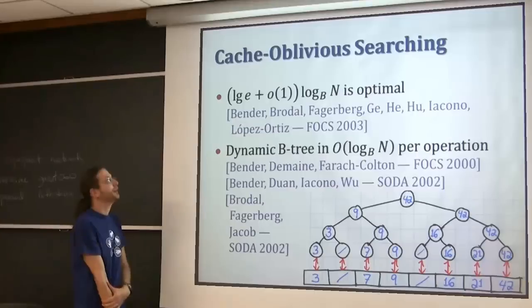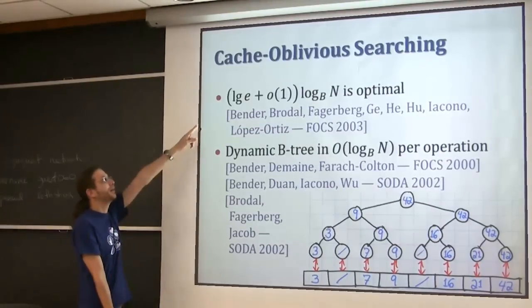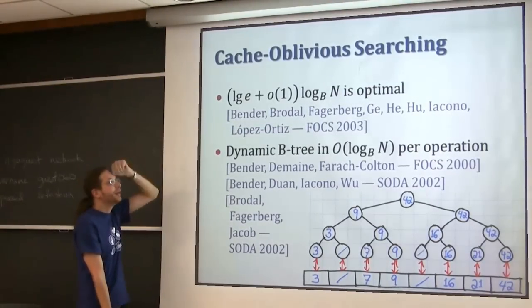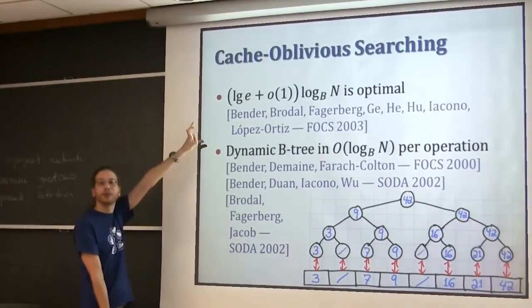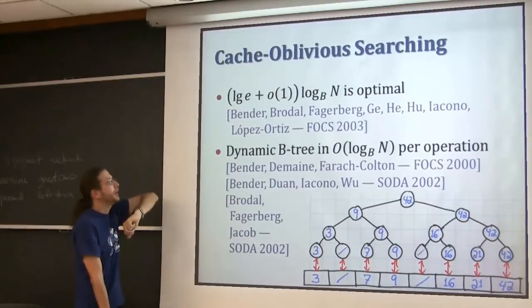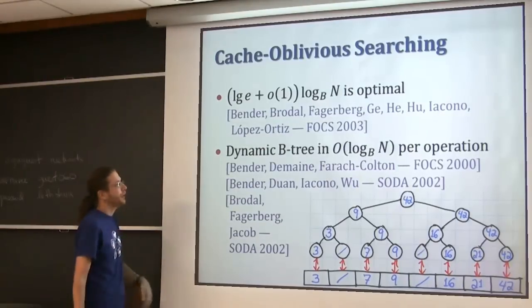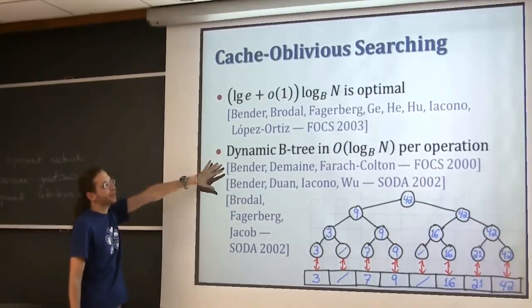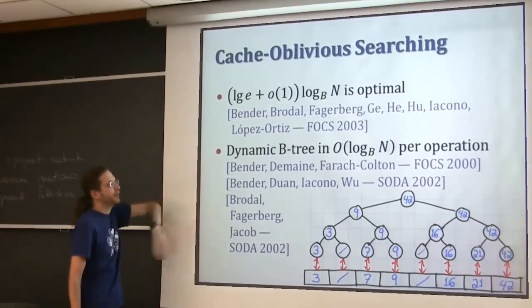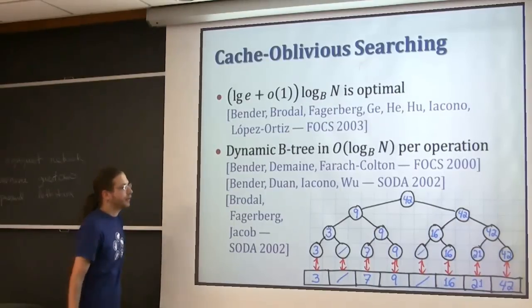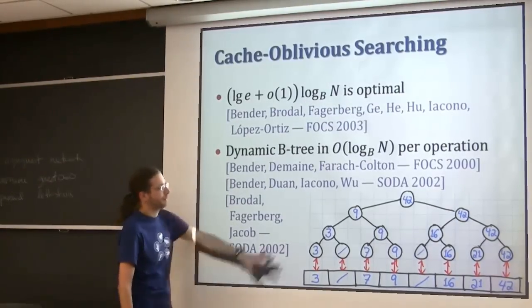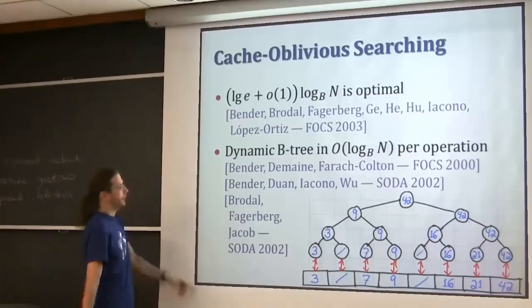This problem has been considered. The right answer is log of e plus little o. And that is tight. You can't do better than that bound. So cache oblivious loses a constant factor relative to external memory for that problem. You can also make this dynamic. This is where a bunch of us started getting involved in this world, in cache oblivious world. And this is a sketch of one of the methods.